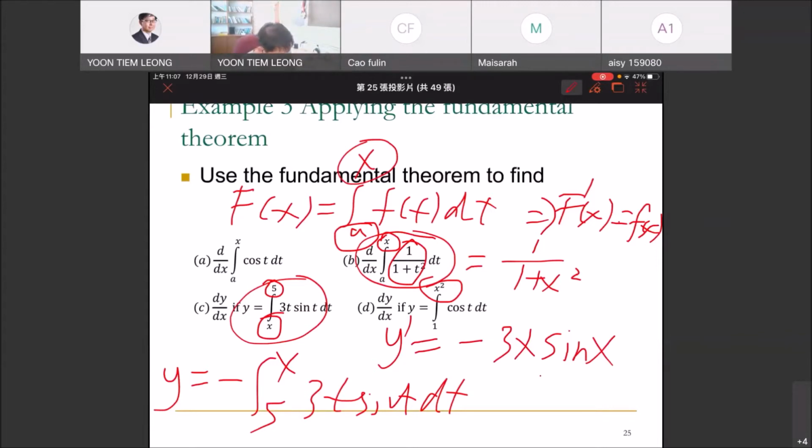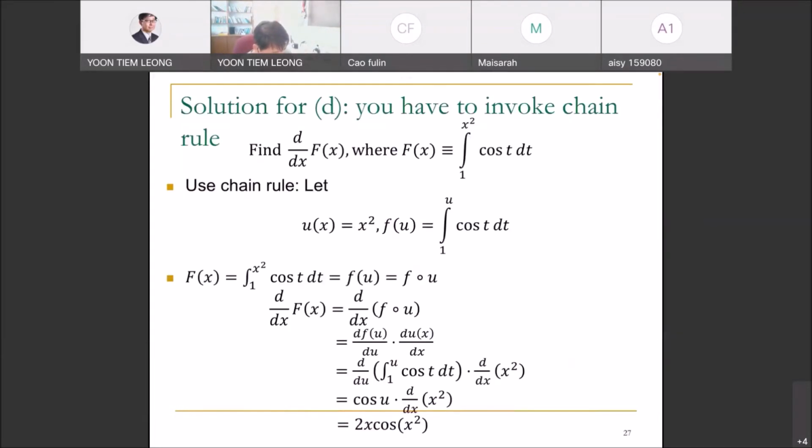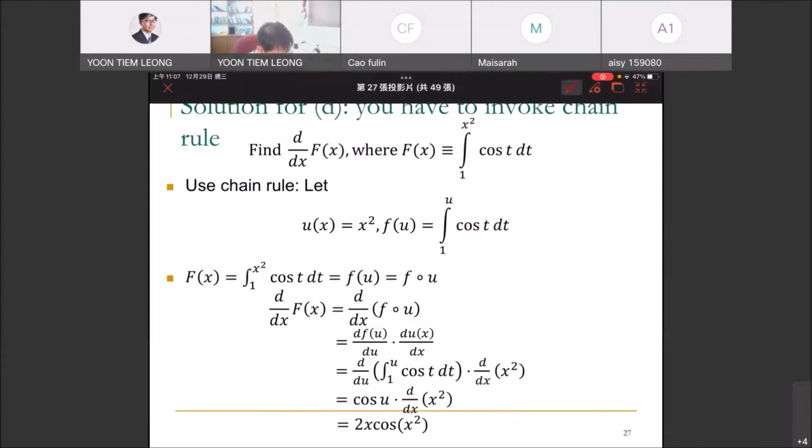But in the case where the upper limit is a function of x instead of just x itself, then you have to do some additional work. So this is what we are going to do here. You have to integrate the function up to x squared. So you are not integrating up to x but x squared. I'm just rewriting this question, part D, in a more explicit form.